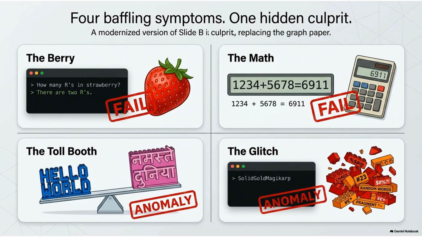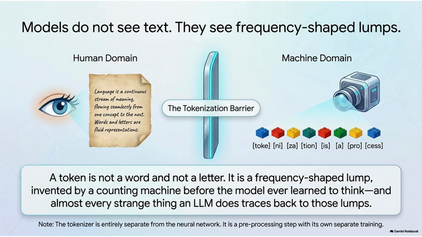Symptom 4, the glitch. A few years ago, there were certain strange strings of characters that would make these models produce complete nonsense. Random words, insults, scripture, and for a while, nobody could explain it. 4 symptoms that look completely unrelated. They are not unrelated. They share one single cause, and that cause happens before the AI does any thinking at all. Here is the thing nobody tells you when you start using these tools.